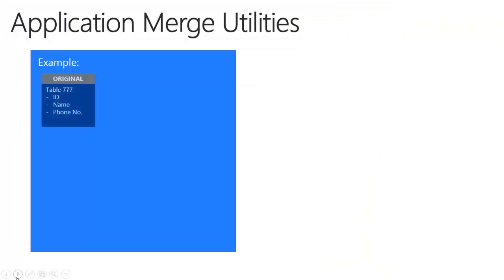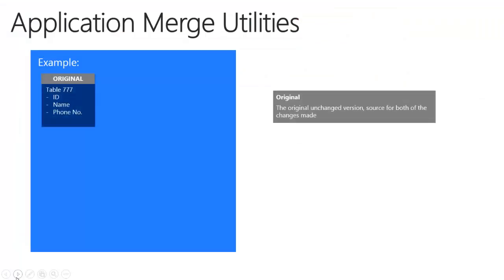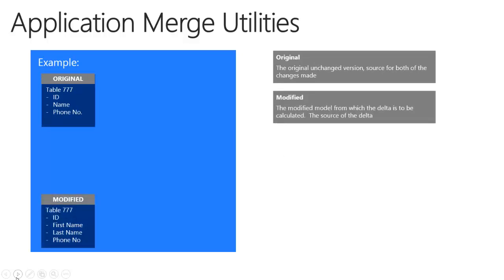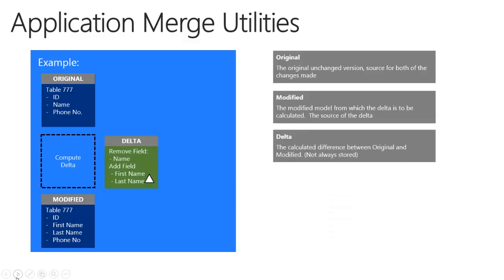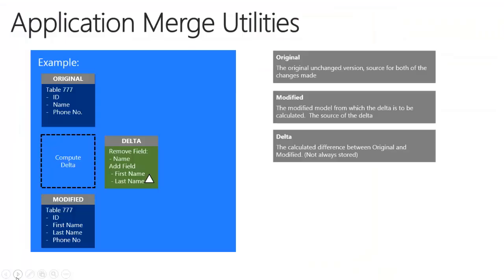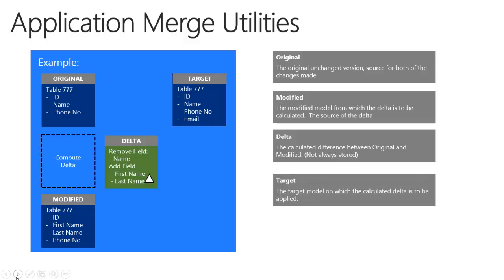The compare command compared the base NAV 2013 version with the customized NAV 2013 objects and listed all the customizations separately in the Delta folder. The result folder is still empty. Now, let's move to the next step where we apply all the customizations stored in the Delta folder to the NAV 2015 objects stored in the target folder.